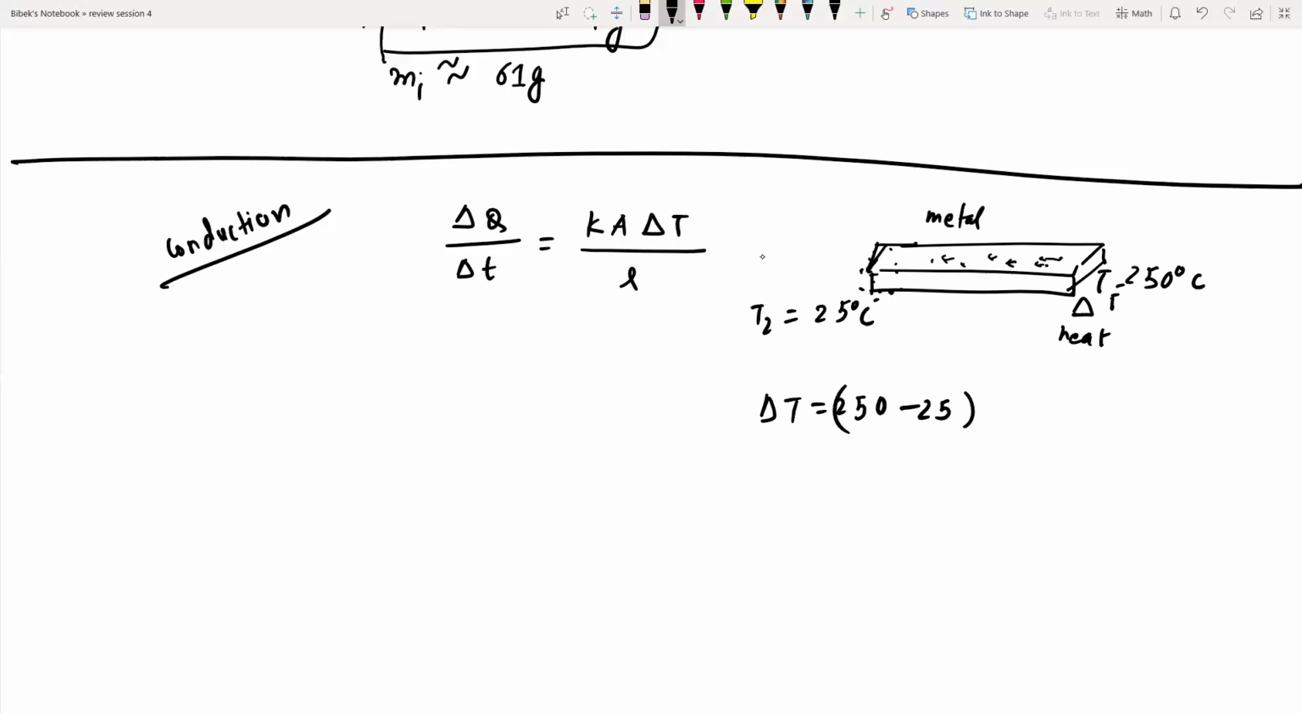Since the change in temperature will be equal in Kelvin, it equals 20.5 Kelvin. Now you know the delta T, and your area will be given to you. So the area for this problem, let's suppose, is 200 meters squared. And let's suppose the length will also be given to you. Let's suppose the length is about 2 meters.